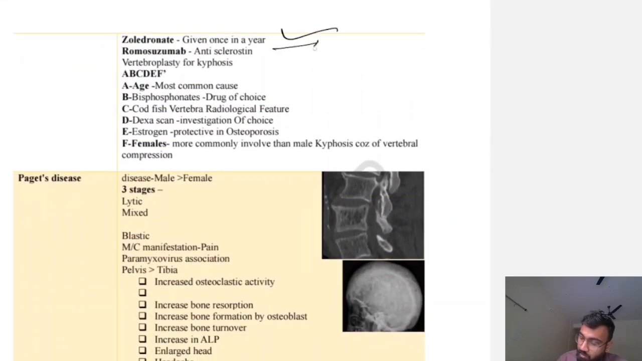Romosozumab, it inhibits sclerostin. Vertebroplasty is used for kyphosis. Now the mnemonic: A, B, C, D, E, F. Age, it is the most common cause. B is for bisphosphonate, drug of choice. Codfish vertebra is the radiological feature. DEXA scan is the investigation of choice. Estrogen is protective in osteoporosis. Female is more commonly involved than male.